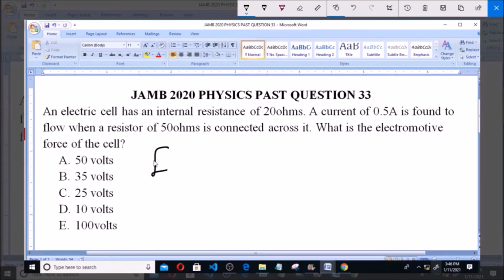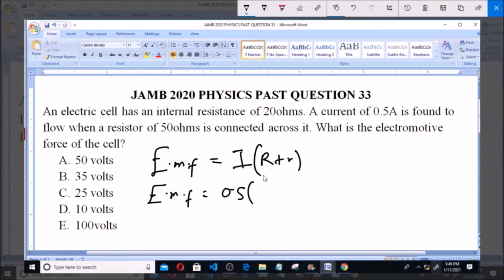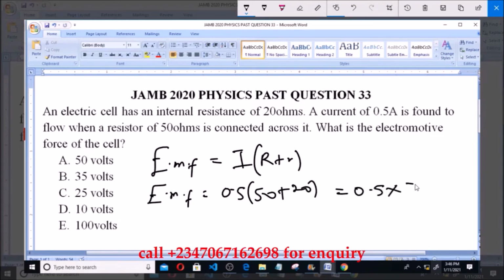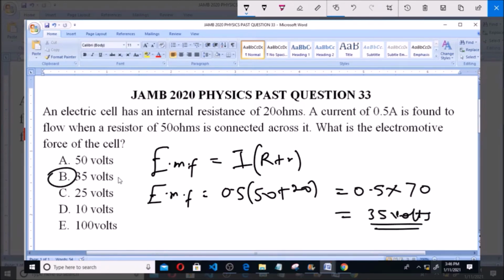It is given that EMF, electromotive force, is equal to the current multiplied by the sum of the resistance plus the internal resistance. So EMF is equal to the current, which is 0.5 amperes, multiplied by the resistance, which is 50 ohms, plus the internal resistance, which is 20 ohms. That is 0.5 multiplied by 70, which is equal to 35 volts. So the EMF of the cell is 35 volts, and that is option B.